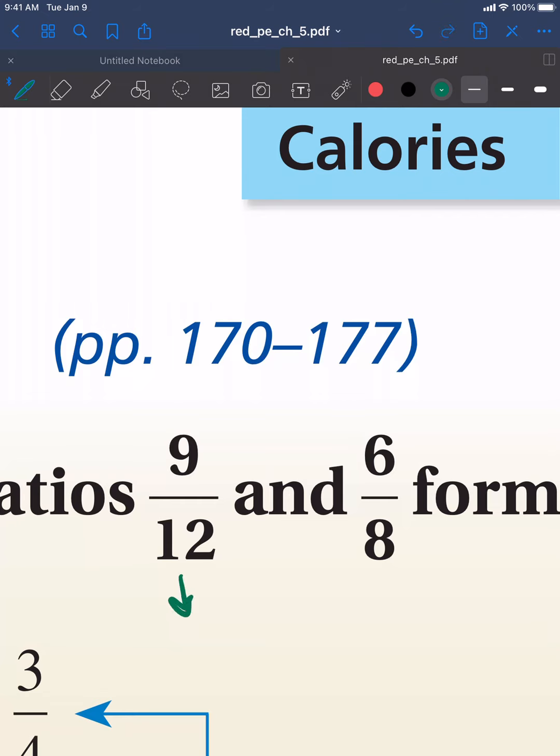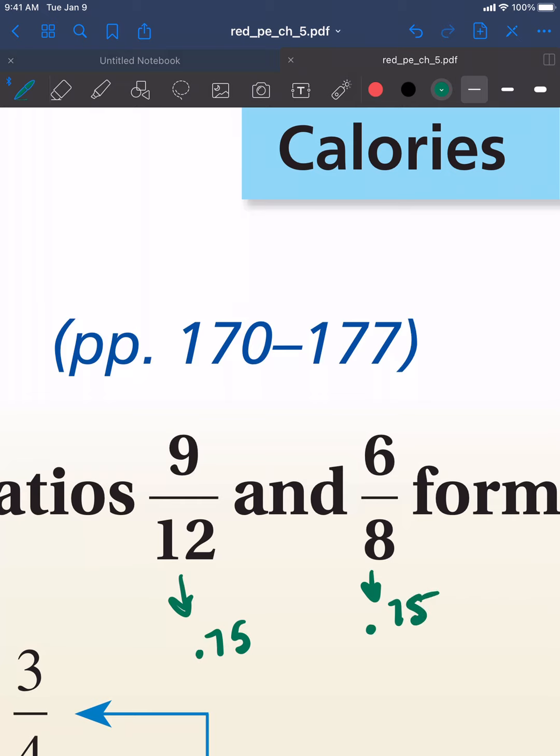Another way, could you divide straight down? What is 9 divided by 12? 0.75. Are you sure about that? Yeah, you're right. What is 6 divided by 8? No, ooh, I'm seeing something important here. It's 0.75. They're the same.